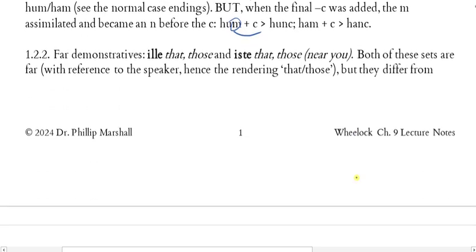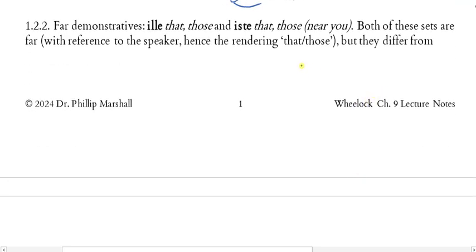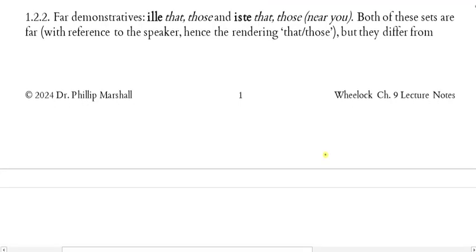All right, so let's move on to the far demonstratives. So ille can be translated that, those, and iste, so that or those near you. So both of these sets are far demonstratives with reference to the speaker, right? If something's close to the speaker, we use near demonstratives. If it's not close to the speaker, it's more remote, we use far. But there's a distinction among the far demonstratives, all right?